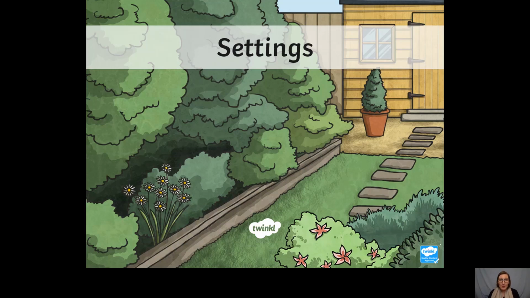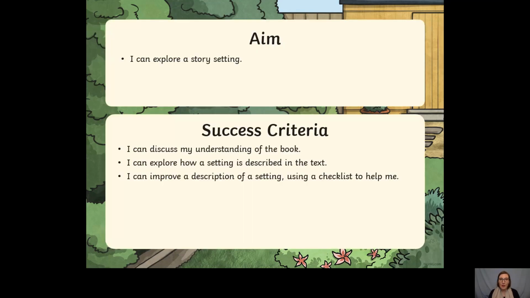So today we're going to be looking at settings, okay? And we're going to be thinking about exploring a story setting. We're going to be discussing your understanding of the book. We're going to be exploring how a setting is described in our text today. And we're going to improve our description of a setting, and you're going to use a checklist to help you.